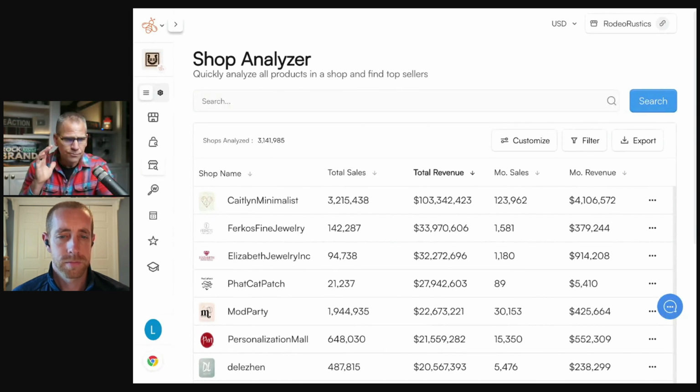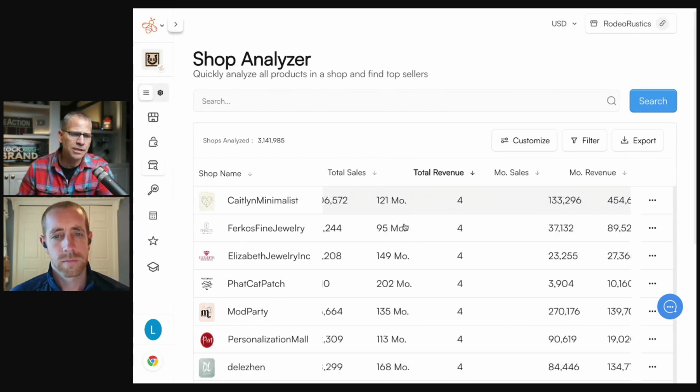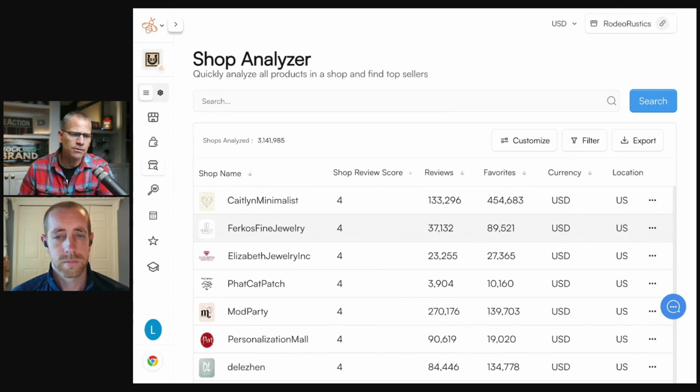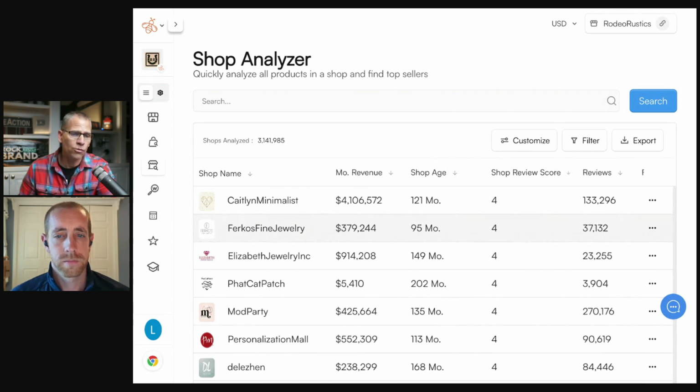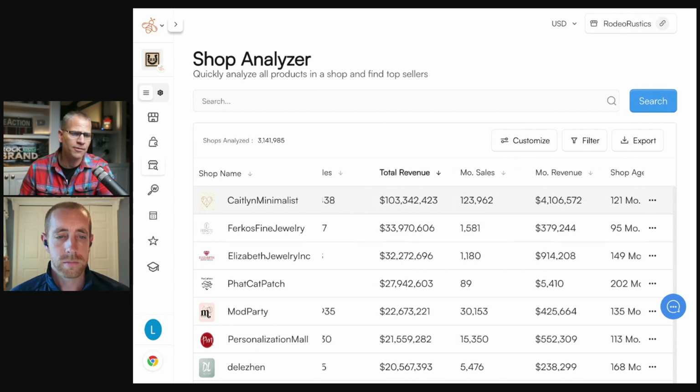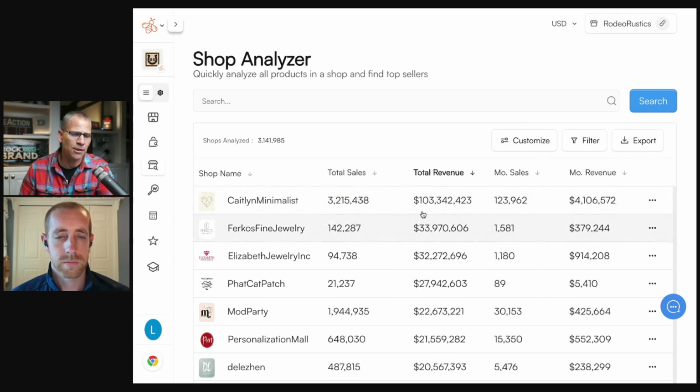All right, so this is giving us all the numbers. Now, the cool thing is, if I scroll to the right here, you can see a lot of the other information. We can see how old the shop is. This shop is 121 months old. It's been on there a while, right? And you can see the total revenue, monthly revenue, all of this stuff. And this is millions, by the way, guys. Total sales, 3 million sales. So these stores have been around a little while.